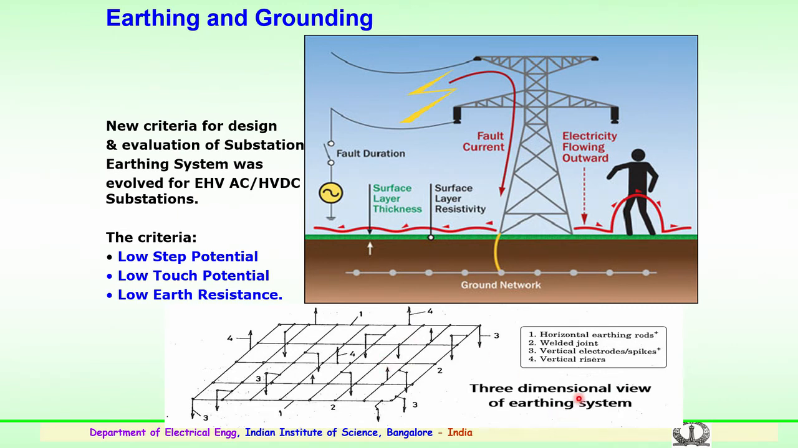Example is a 3-dimensional view of the earthing, which has been shown here. A proper design is planned and conducted depending upon several factors in the substation.